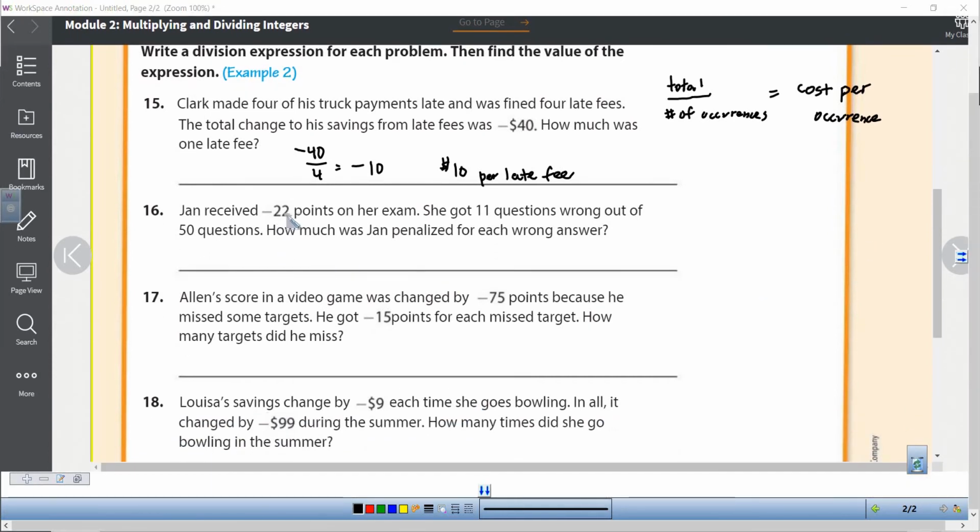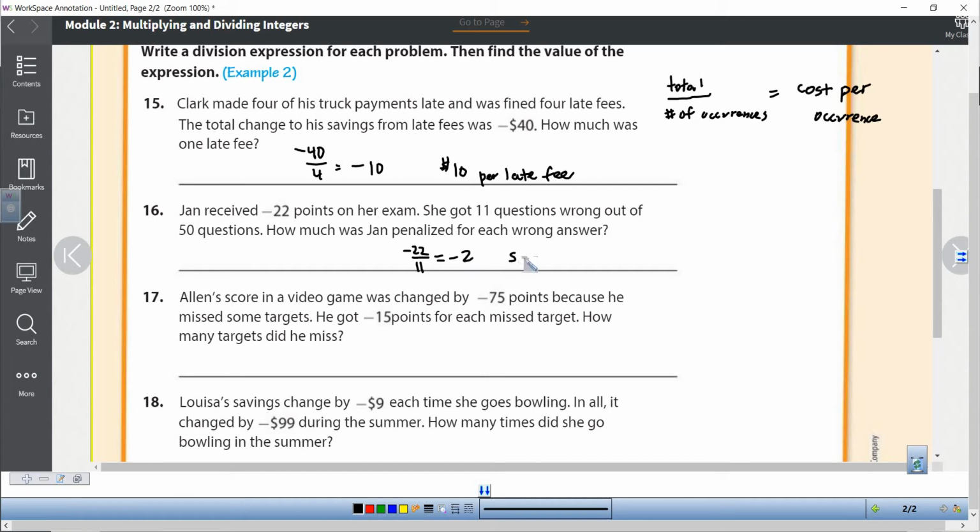Okay, here we go. Next question. Jan received negative 22 points on her exam. She got 11 questions wrong. How much was Jan penalized for each wrong answer? Again, we have our total of negative 22 points, divided by the number of occurrences, in this case the number of questions, 11. And what do we get? We get a negative 2.